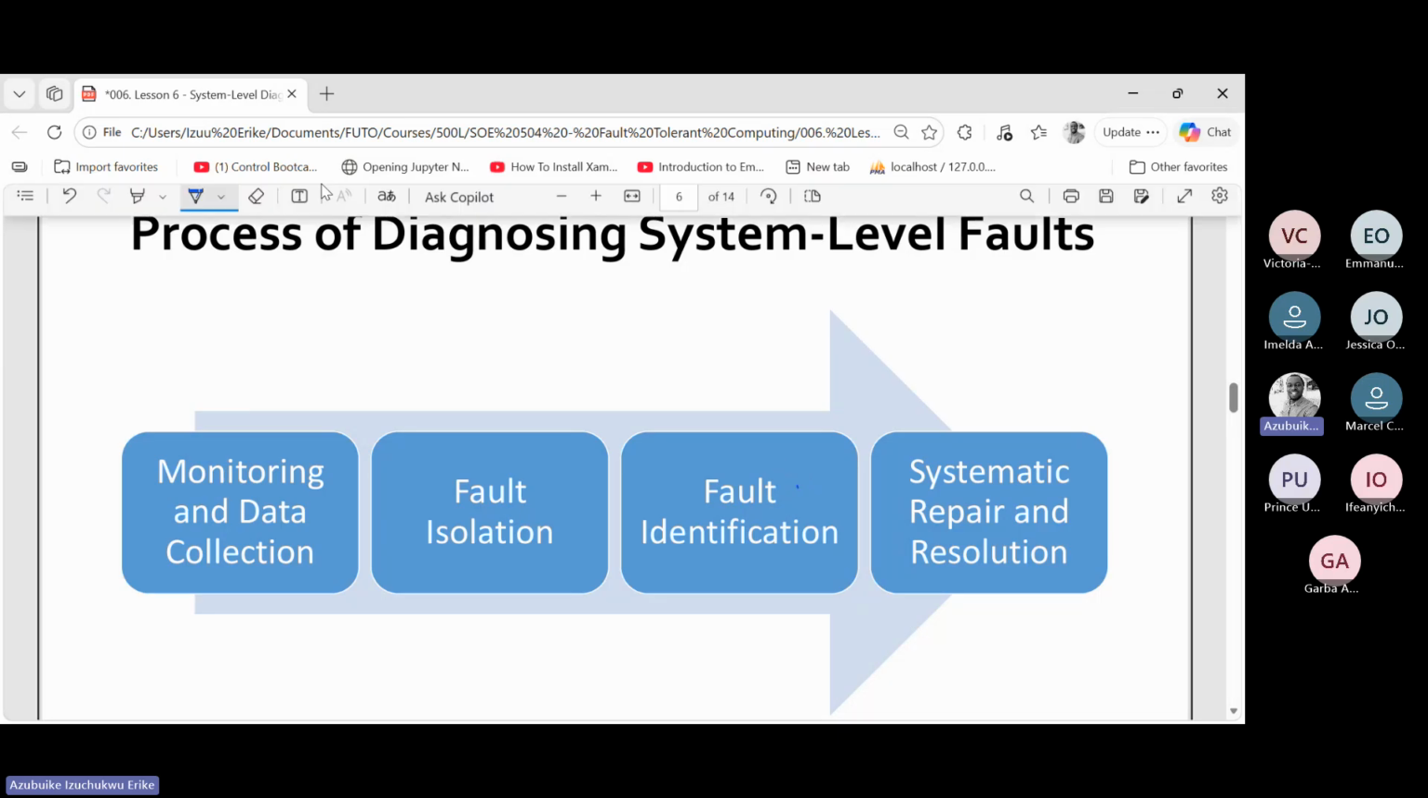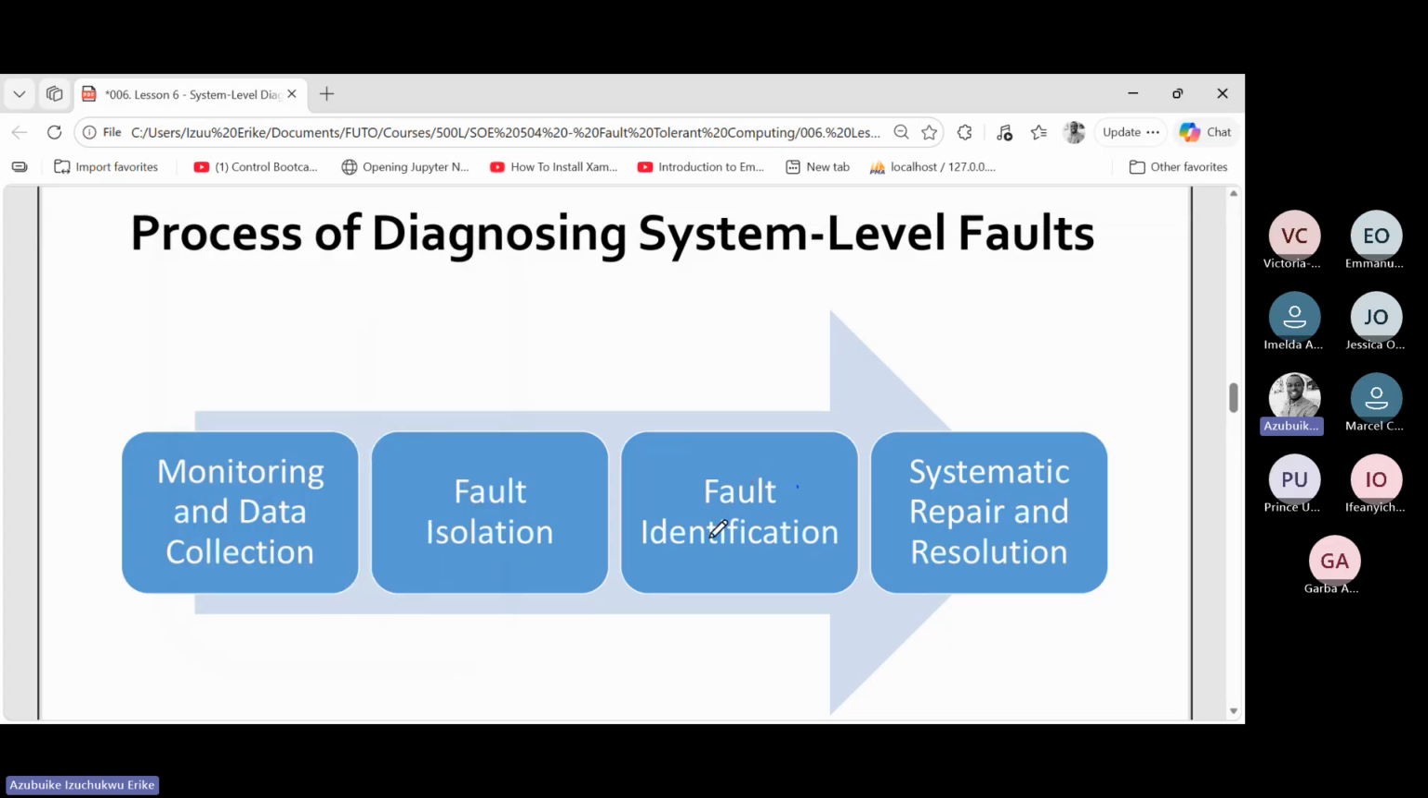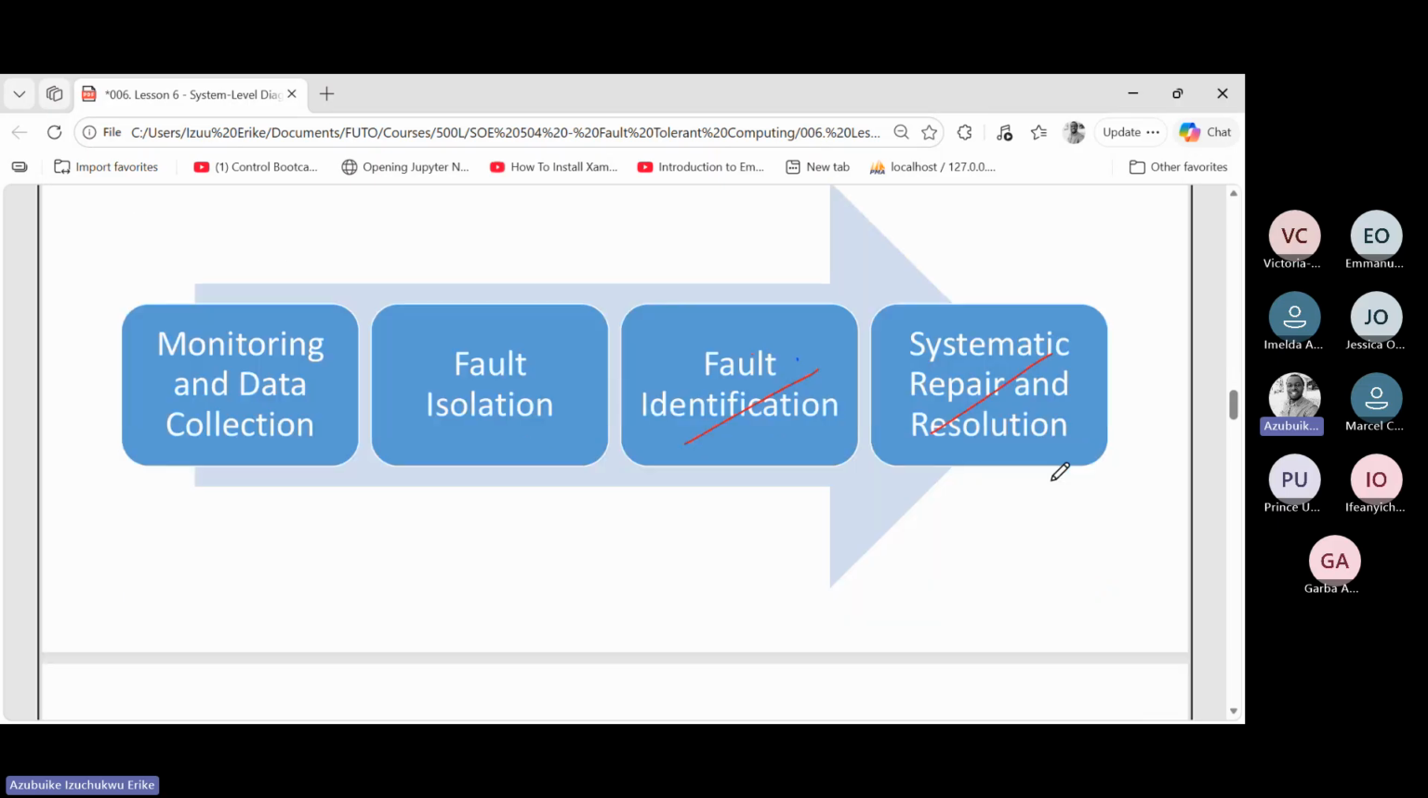Okay. Now, in identification, we are now in the area where that fault occurred. Now, we want to know what actually happened for that fault to occur. And if we are able to identify the cause of the fault, the next process will now be to repair the system. In other words, to deal with that issue that necessitated the fault. So we said that the process involves, first of all, monitoring and data collection, fault isolation, and then fault identification. Let's look at these in detail.